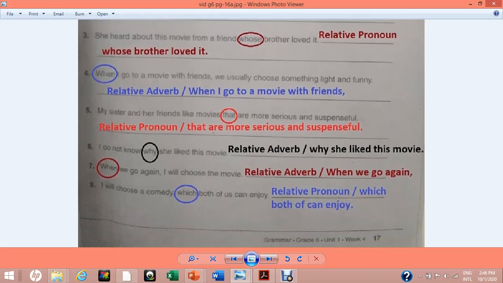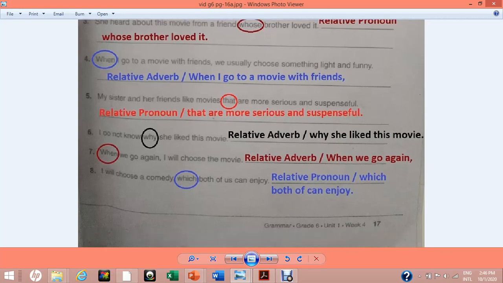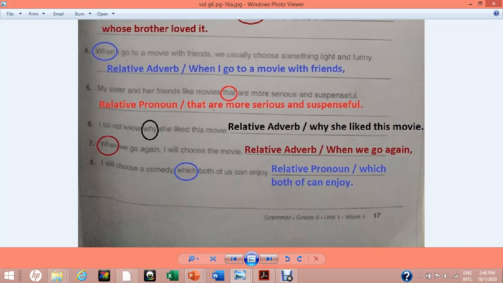Number 5, my sister and her friends like movies that are more serious and suspenseful. Now the word that is a relative pronoun. That are more serious and suspenseful is a dependent clause. Number 6, I do not know why she liked this movie. The word why is a relative adverb. Please write relative adverb on the line and also write the dependent clause from the sentence number 6.